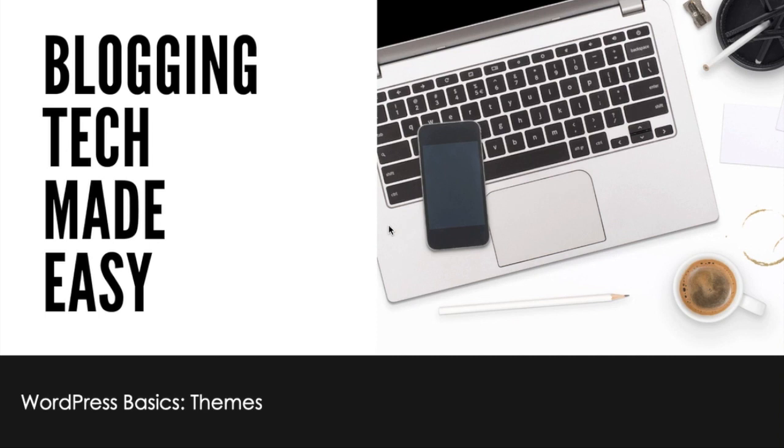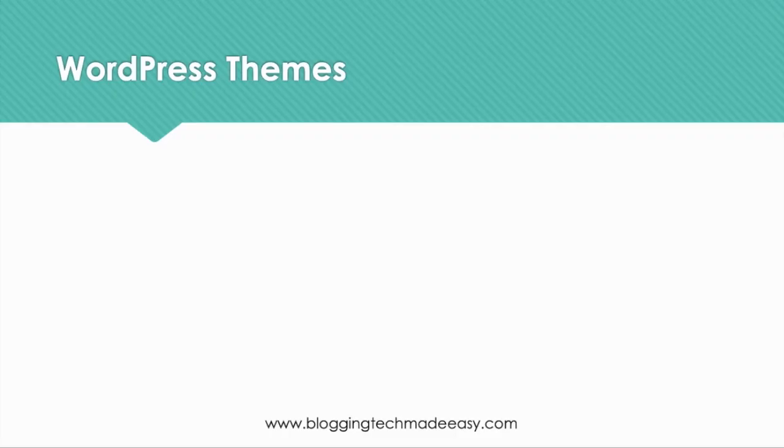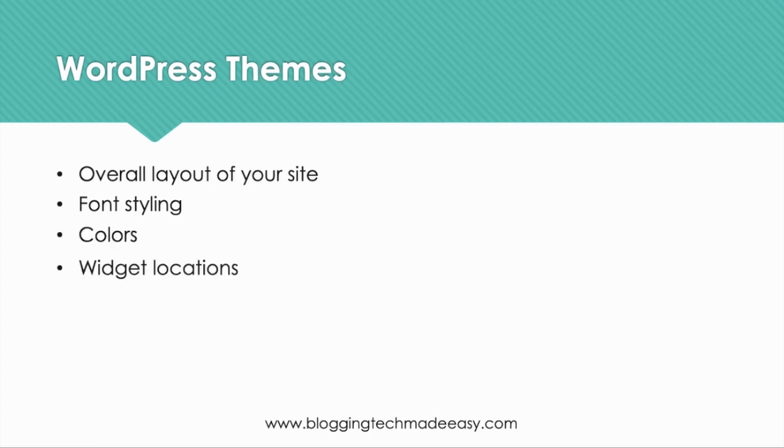It's part of what makes WordPress so powerful. You can change the entire look of your site without ever changing the content or back-end structure. It can make updating your site and keeping things current a much quicker and simpler process. Themes come in all types and varieties. Most WordPress themes provide the overall layout or design of your site. They control the font styling, colors, and widget locations, and finally page layouts or templates.